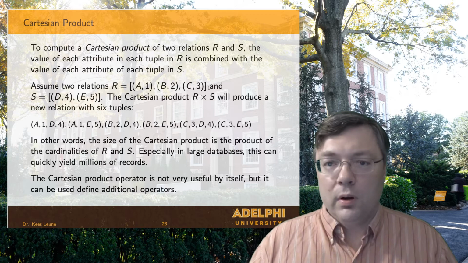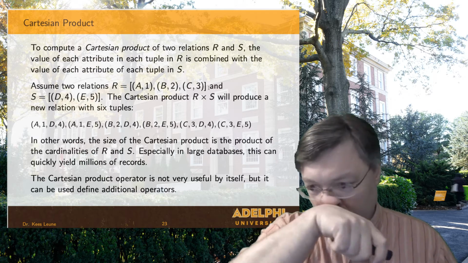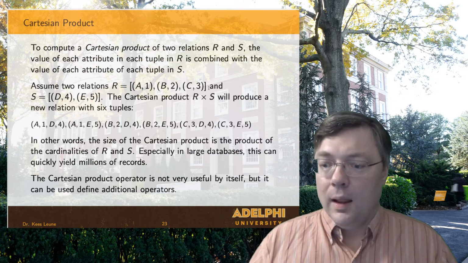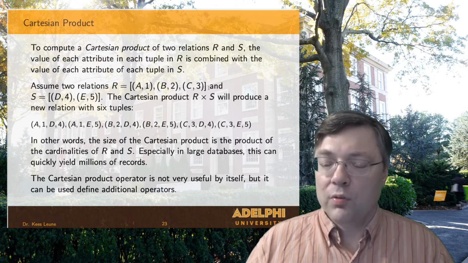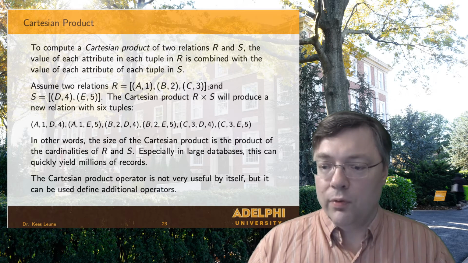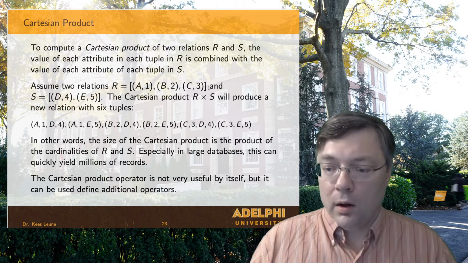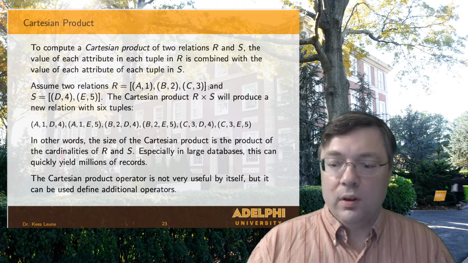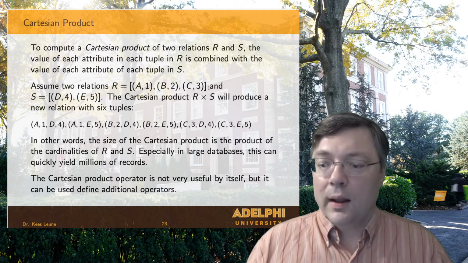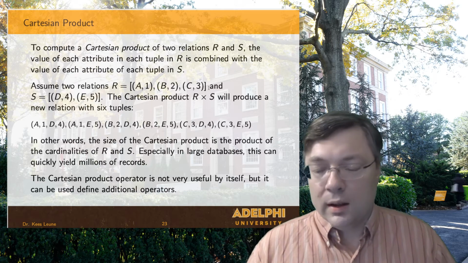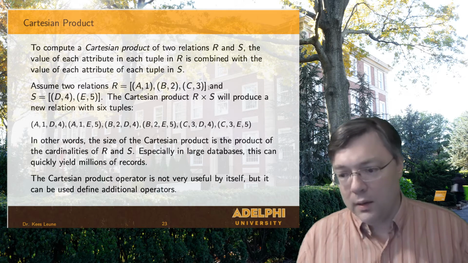If I compute the Cartesian product, which is the multiplication symbol, I get A1, but combined with each of the values in S. So A1, D4, A1, E5. Then I move on to B2 in R, and I do B2 with D4 and D5. Then I go on to C3, and I do C3 with D4 and E5.